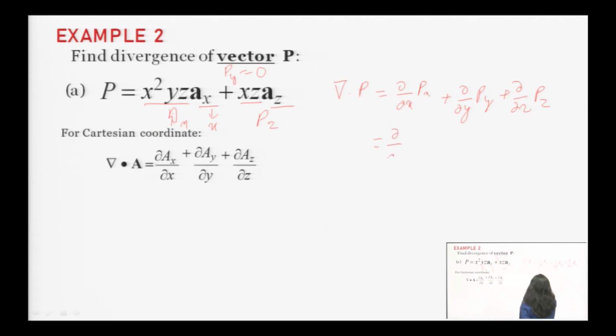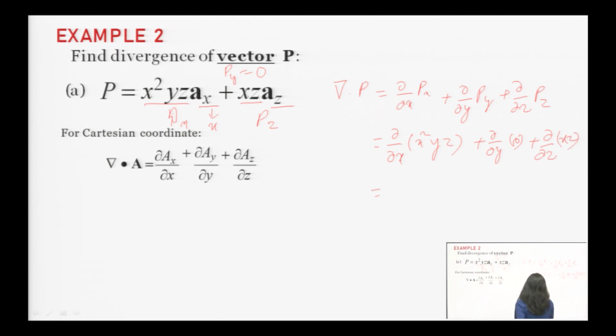del by del x of px is how much? x square y z, plus del by del y of py, which is not given, that is 0, then plus del by del z of pz is given. So del by del z of pz is how much? xz.